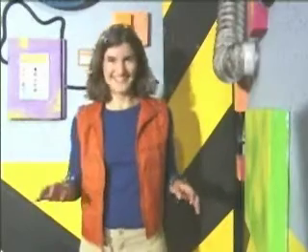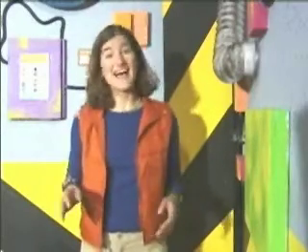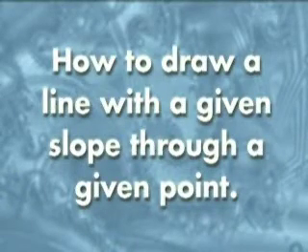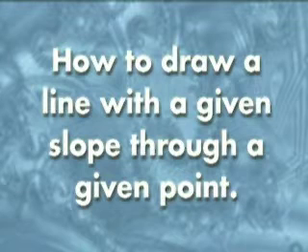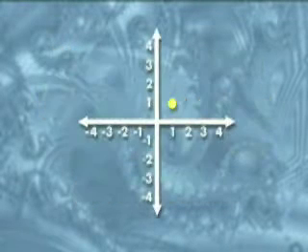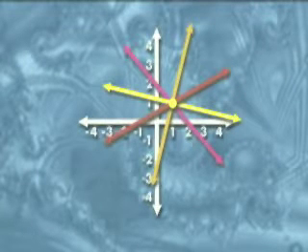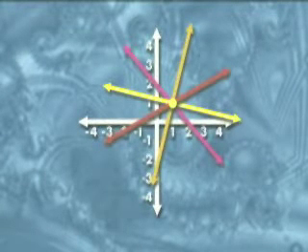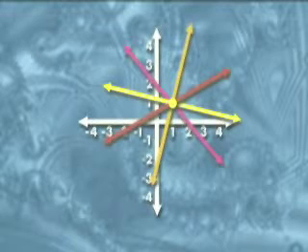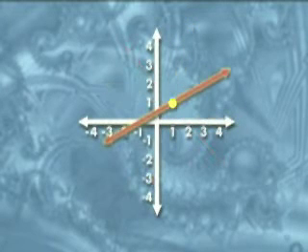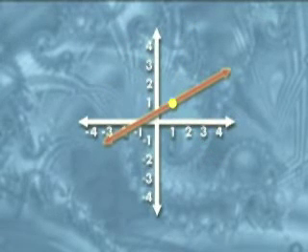Okay, enough celebrating. Before we finish up today, I want to discuss a typical problem involving slope. That is, how to draw a line with a given slope through a given point. If you're given a point on a graph, there are many different lines that you can draw through that point, and all of those lines have different slopes. But if you want to draw a line through a given point with a particular slope, then there's only one line you can draw that fits the bill.